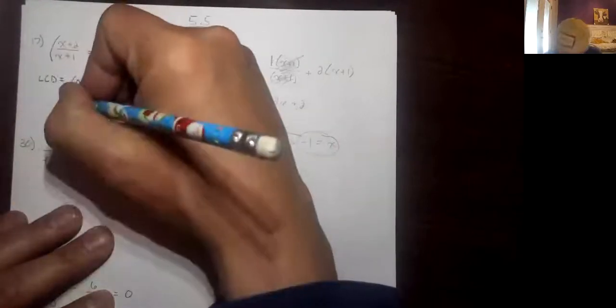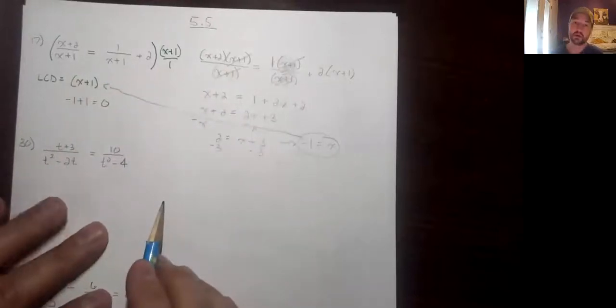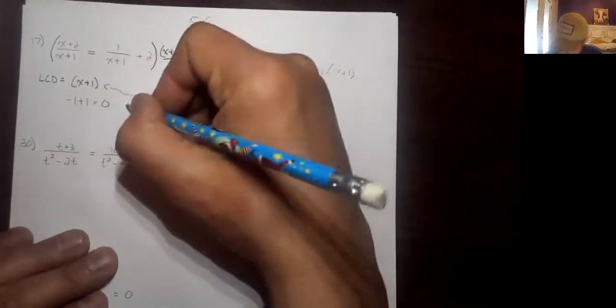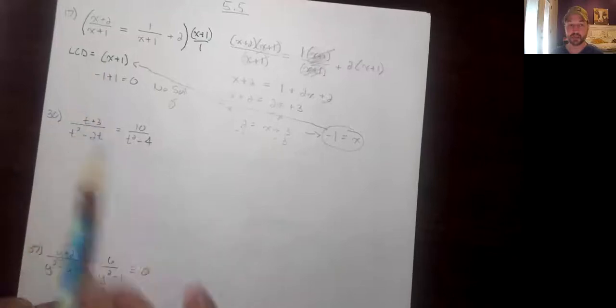When I plug that in, I would have 0 on the bottom. That's why we have no solution, null set. So no solution, because it was a negative 1 and that doesn't work.